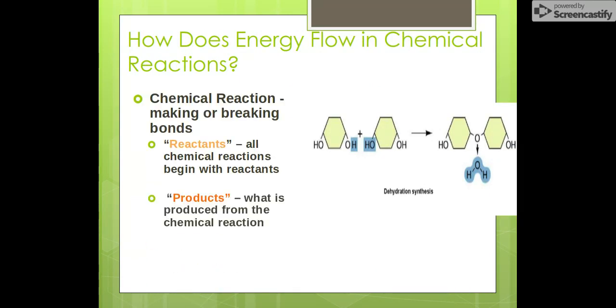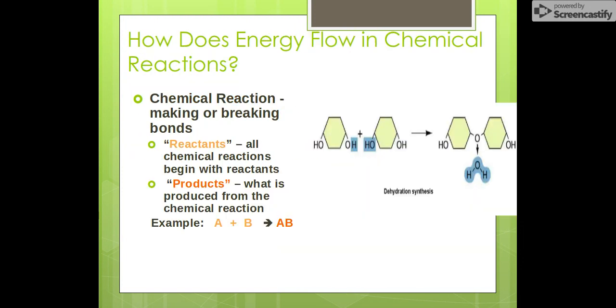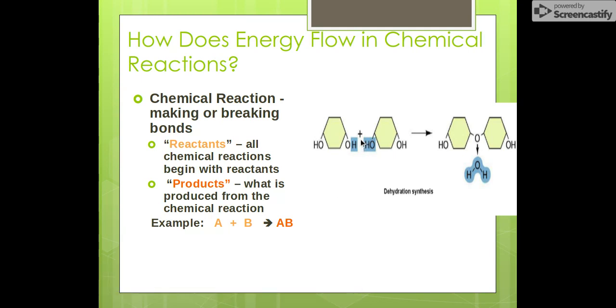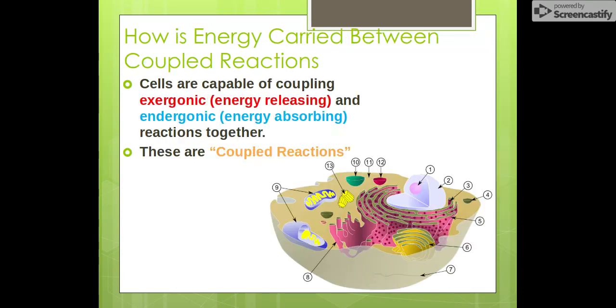Okay. So we see here in a chemical reaction, we've got a standard reaction here, A plus B yields AB, right? We've got our reactants on the left here, products on the right. So here we see this process of dehydration synthesis, which we talked about when we talked about molecules, right? You take out the water to build a bigger molecule.